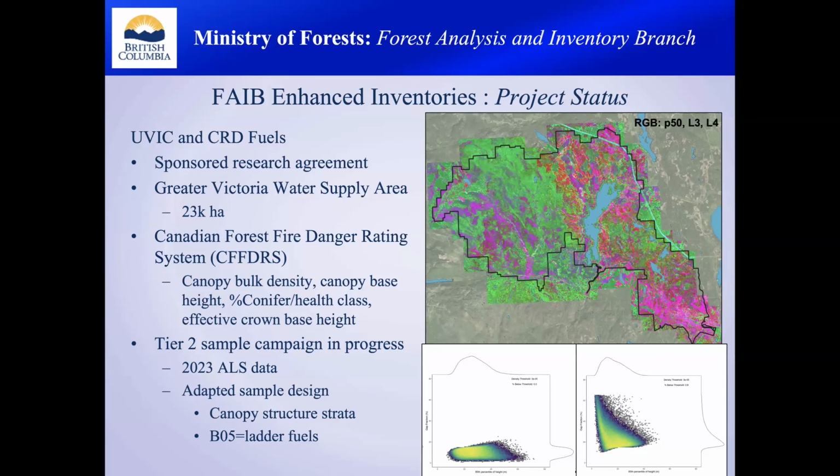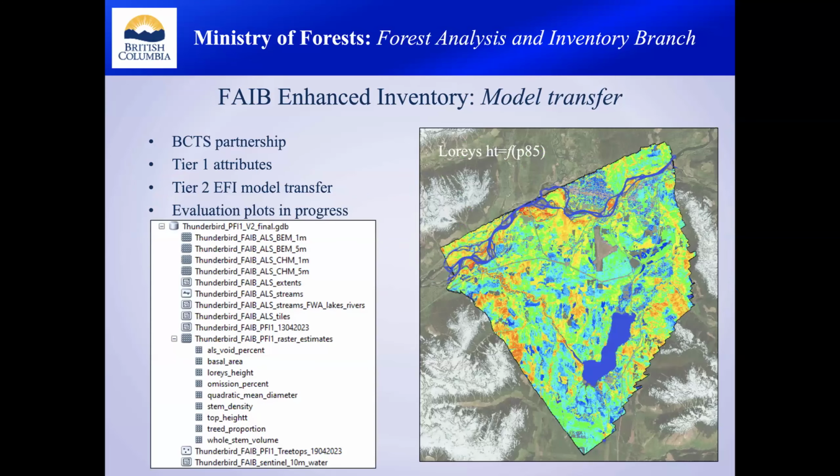So we're targeting some of the key attributes that are used for the Canadian Forest Fire Danger Rating System, including things like canopy bulk density and effective crown base height. So this sampling process has been augmented to incorporate the different objectives for this project. We've included attributes that are sensitive to ladder fuels in this case. That data was collected in 2023. So it's an interesting aspect, and hopefully it'll be productive and has a place in our future projects.